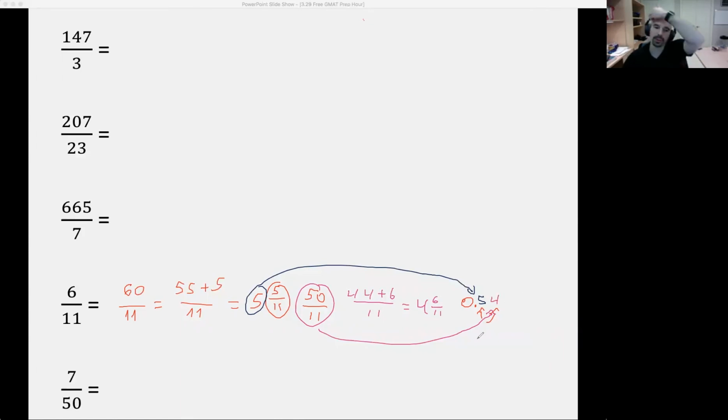So I have 0.54, and now I still have a 6 over 11 to deal with. So I'm going to pause here and see if anyone has any reactions at this point in the chat box.